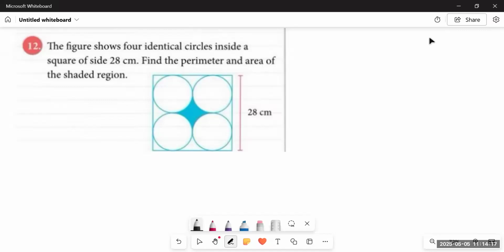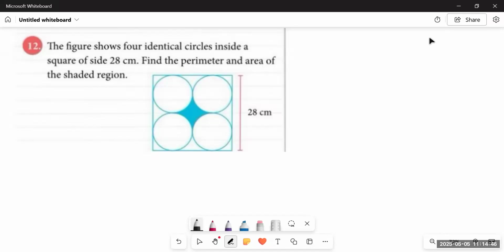Then we have the next question, question number 12, the last question of this exercise, which is: the figure shows 4 identical circles inside a square of side 28 centimeters. And we have to find out the perimeter and area of the shaded region only. You see, there are 4 circles. Around each circle, we have some part unshaded. And then inside of the 4 circles, we have some part that is shaded. And we have to find out the area of only this part.